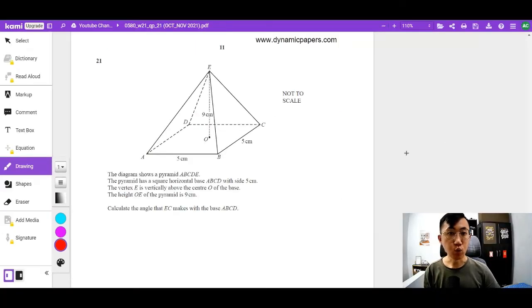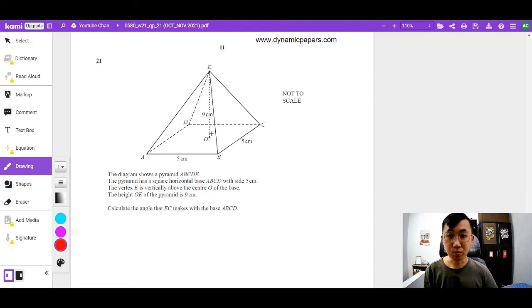Question 21. So the diagram shows a pyramid ABCDE. Fantastic. The pyramid has a square horizontal base ABCD with a side 5 cm. Okay, so always make sure geometry they label the diagram. The vertex E is vertically above the center O of the base. Okay, vertex E directly above.